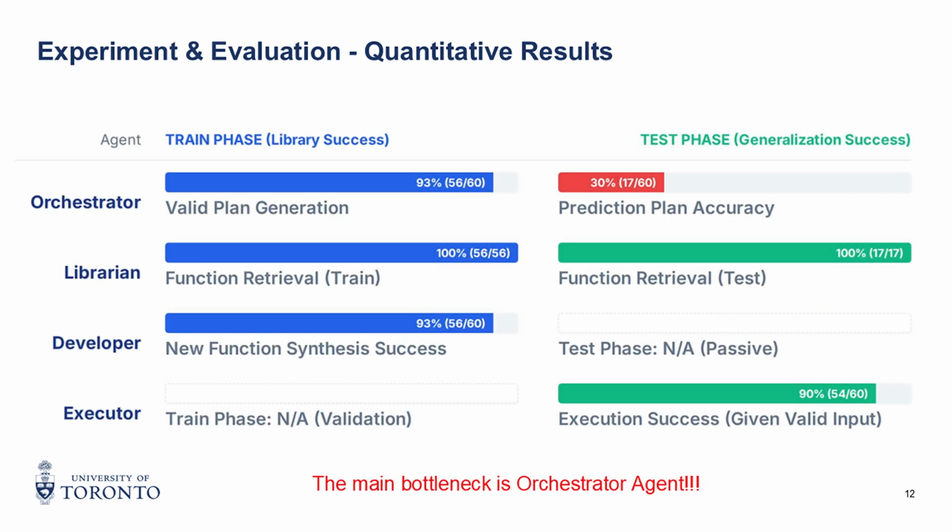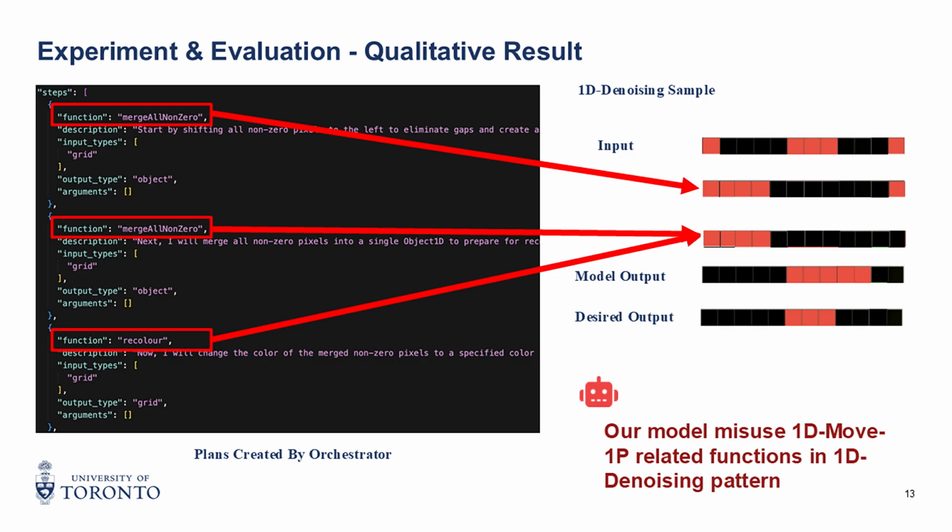From a component-wise analysis, we can see the librarian is doing a good job retrieving the correct functions. The developer writes the correct code; this is all done by human evaluation. The executor can conduct end-to-end execution and produce the function correctly. But for the orchestrator doing the planning, it's failing pretty hard. The accuracy is only 30%. We did a qualitative analysis to see which part actually goes wrong. We can see over here that all the functions are actually for moving 1D.